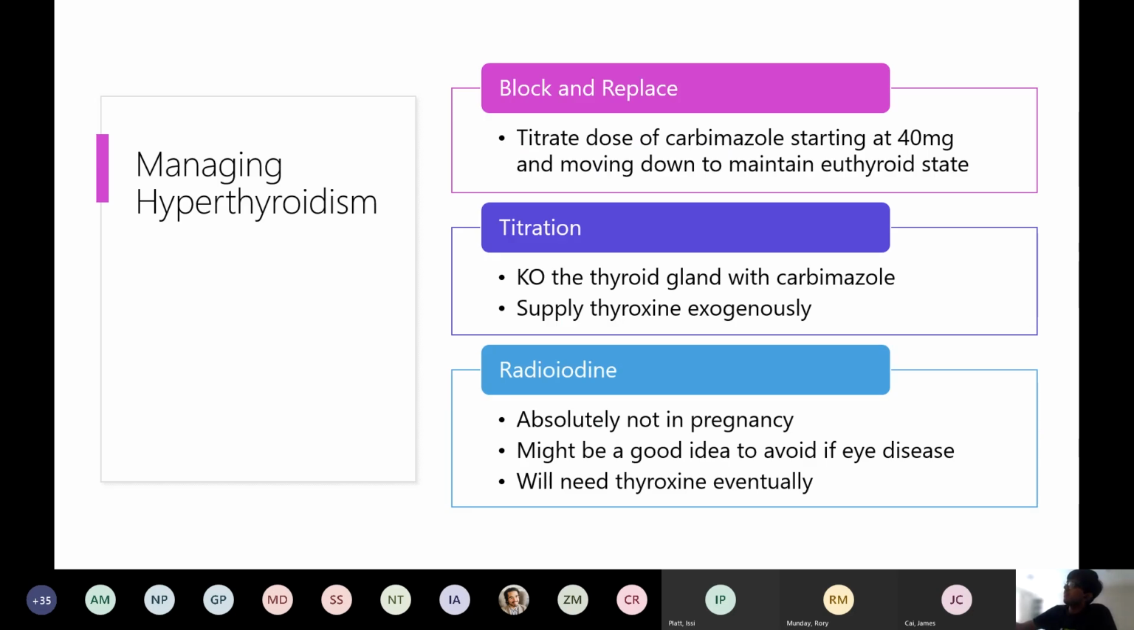Cool. So there are a few strategies we can use when dealing with hyperthyroidism. There are 3 of them to be precise. So does anyone know what those are?